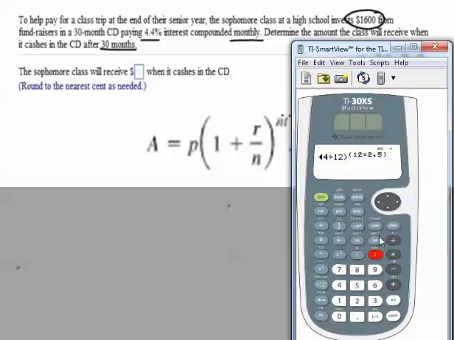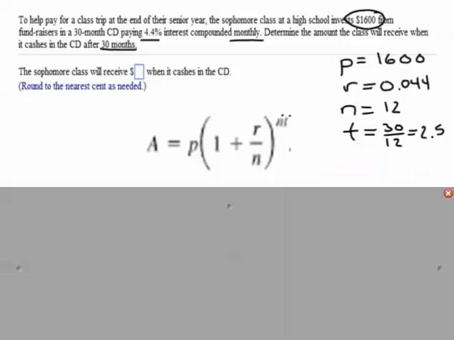And I think that's just going to give us 30 compoundings. N times t, that exponent, is just the number of total compoundings. So there's 12 compoundings for 2.5 years. That means there's 30 compoundings once a month for 30 months. Now, when we press enter, we get that their balance is $1,785.69.